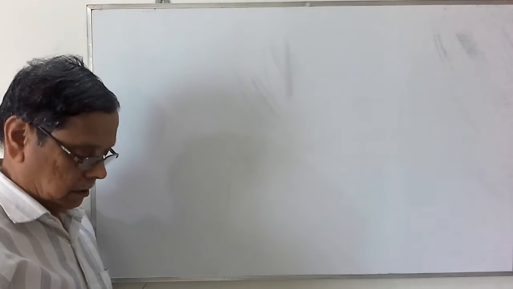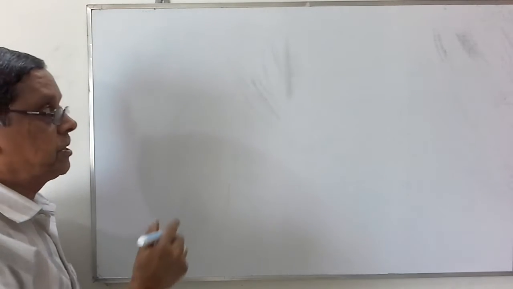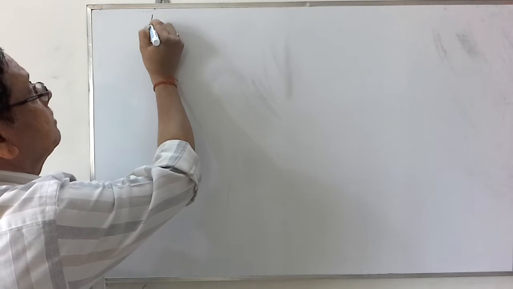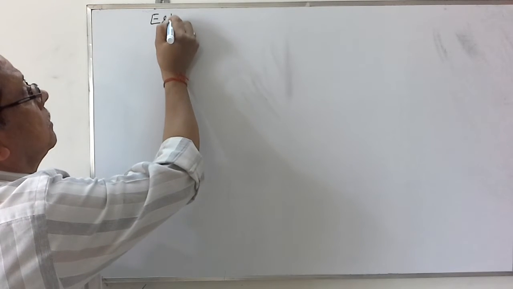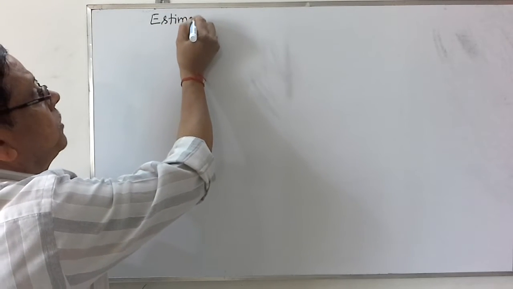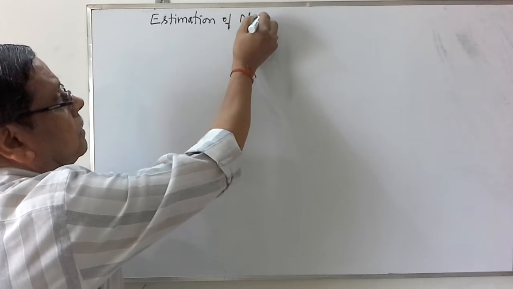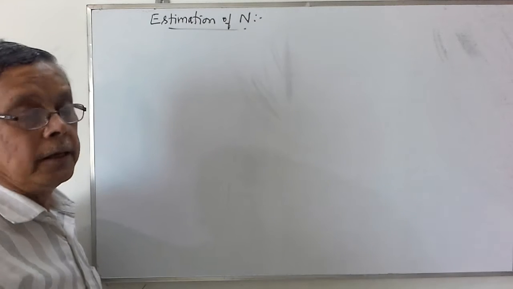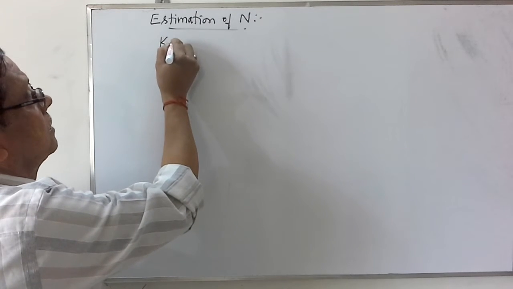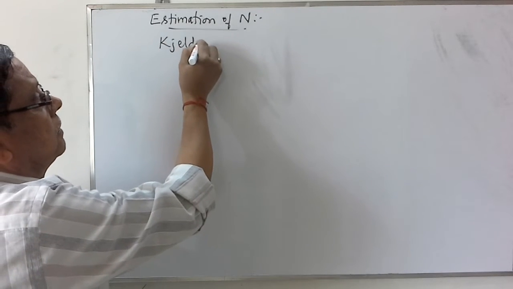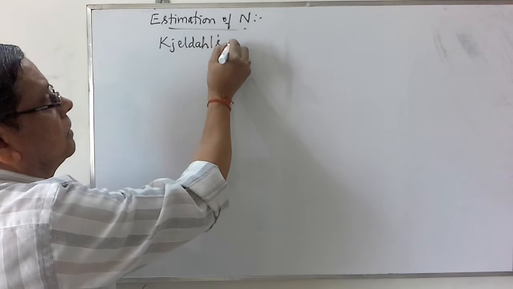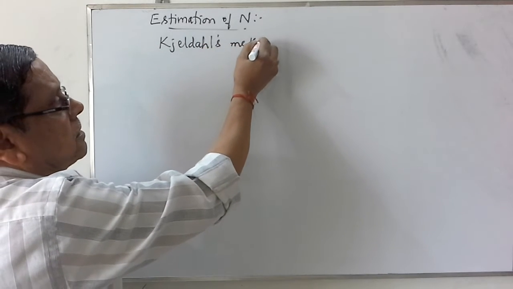Welcome back to first year organic chemistry. We were studying the estimation of nitrogen. In the previous video, we have seen estimation of nitrogen by Dumas method. Now let us consider this second method, Kjeldahl's method.